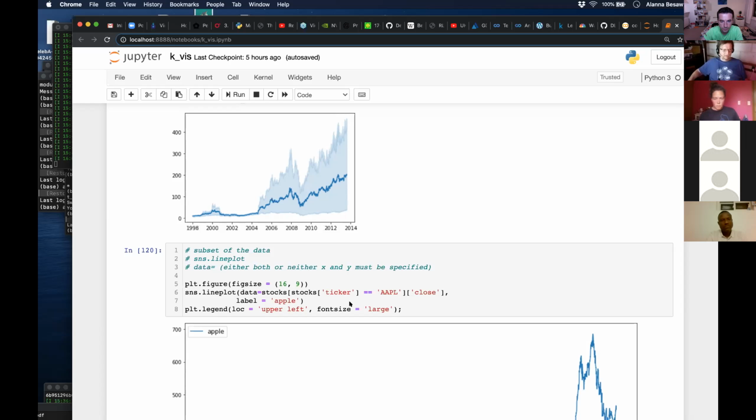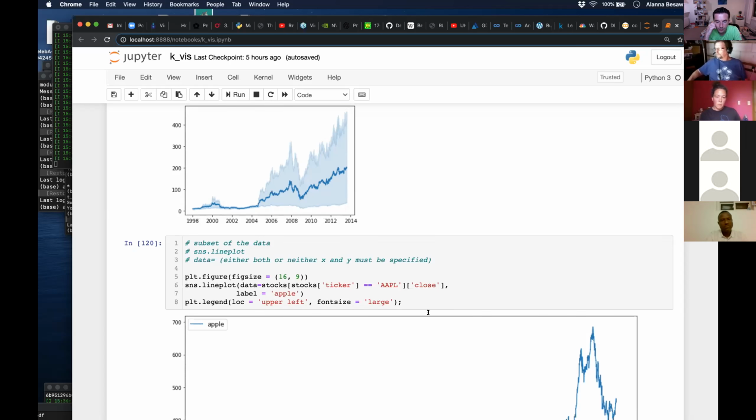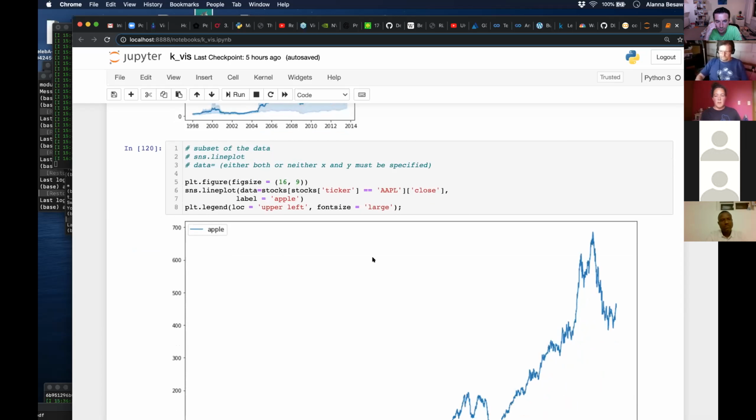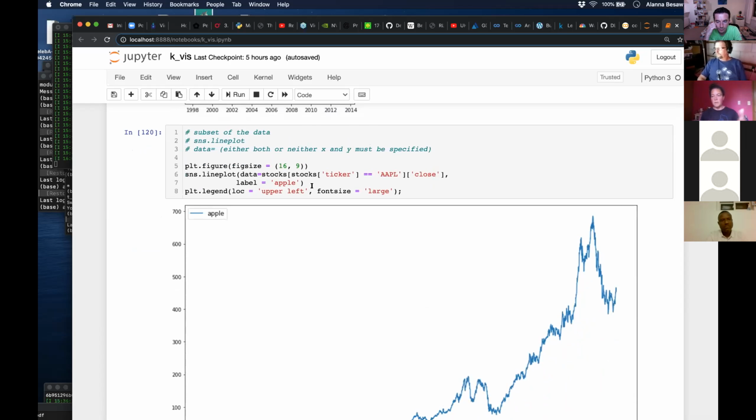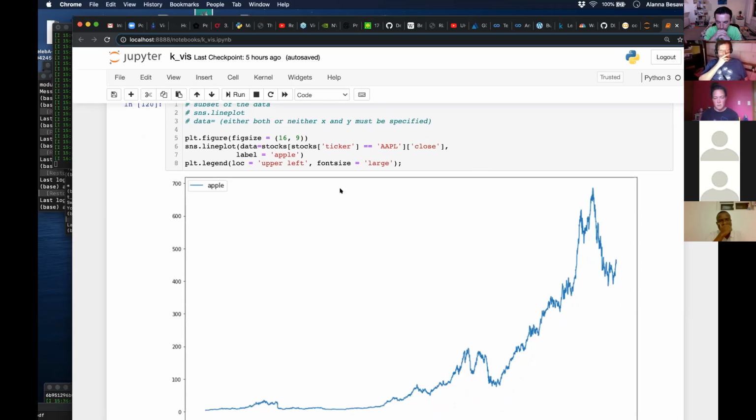Mm-hmm. Yeah, and so with the SNS line plot, like I did up above, you can just throw in data and then it'll plot everything, and here again I'm specifying just the Apple, to choose a subplot of one of them, to explore the Seaborn plotting, and then the closing price of just that one. And I don't need to specify whether it's the x-axis or the y-axis here. If I did, I would have to do both, but it just knows that the index is the x-axis for the dates on the bottom.